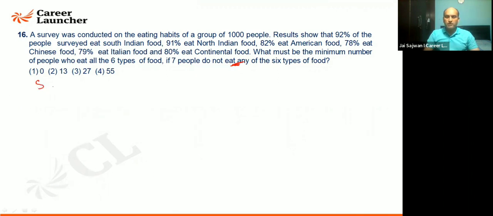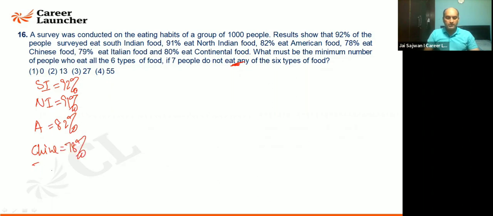So South Indian, it is coming out to be 92% people are eating South Indian. North Indian food are 91%. American food is 82%. And Chinese food are 78%. Italian is 79%. Continental is 30%.